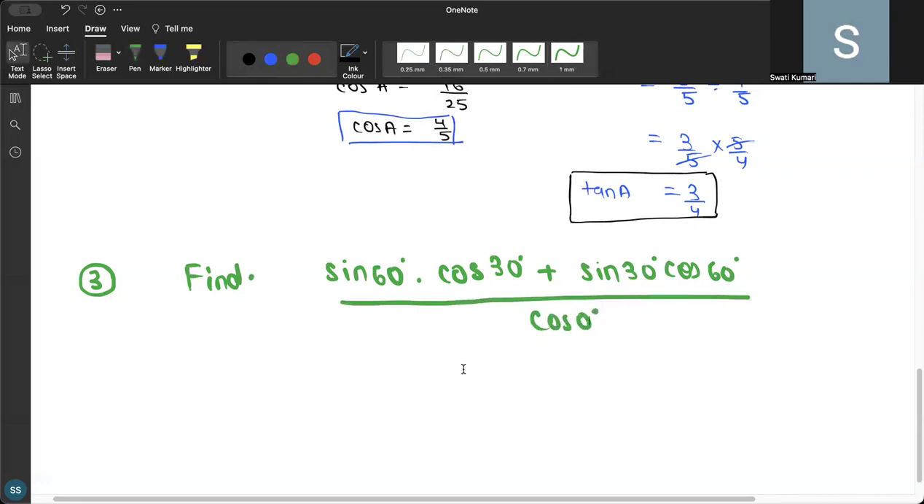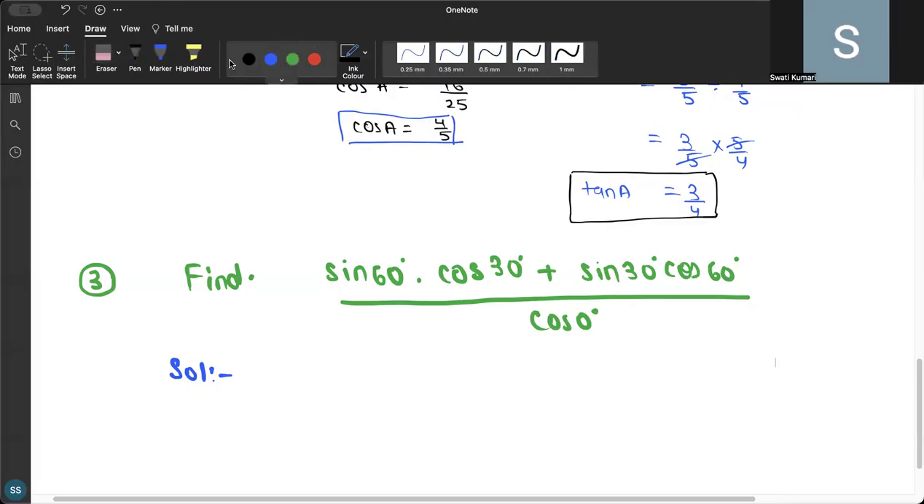So whenever we see 0 in the bottom, we just do not feel good about it, because anything upon 0 is, as you know, infinity, undefined. But here it is not upon 0. Here it is cos 0. And we have the values for all these angles. So let us first write down all the values. Since we can directly put the values.